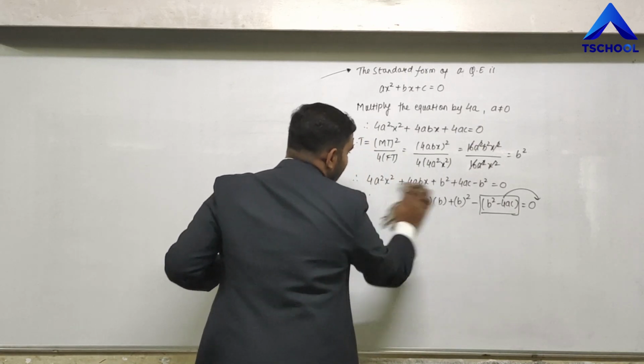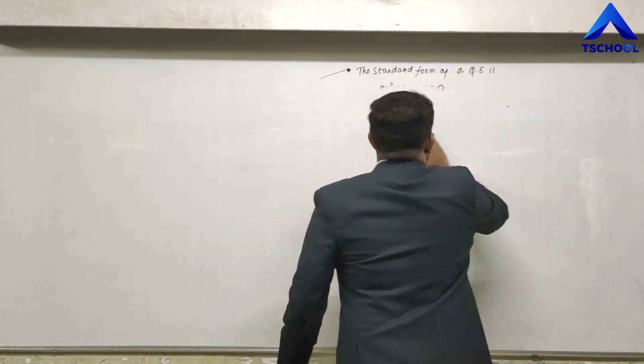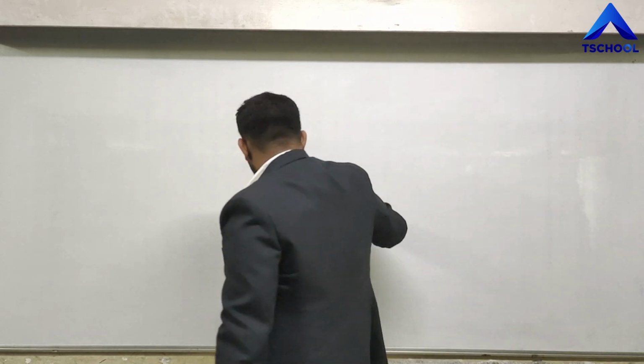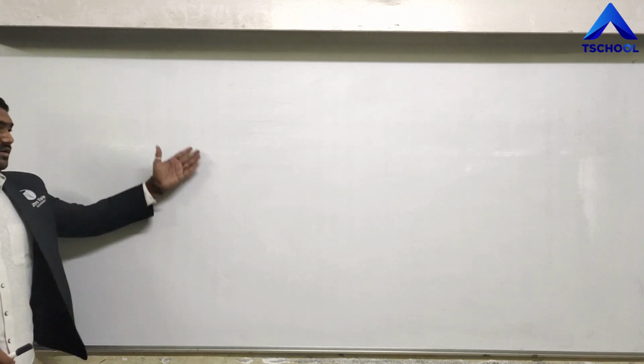See friends, this derivation is actually not very important, but it is good if you know how to derive this quadratic formula, because sometimes there might be a question, for 2 marks, to find out the roots of the given general equation by the completing a square method. That means you need to derive the quadratic formula, right? Now let me take an example.